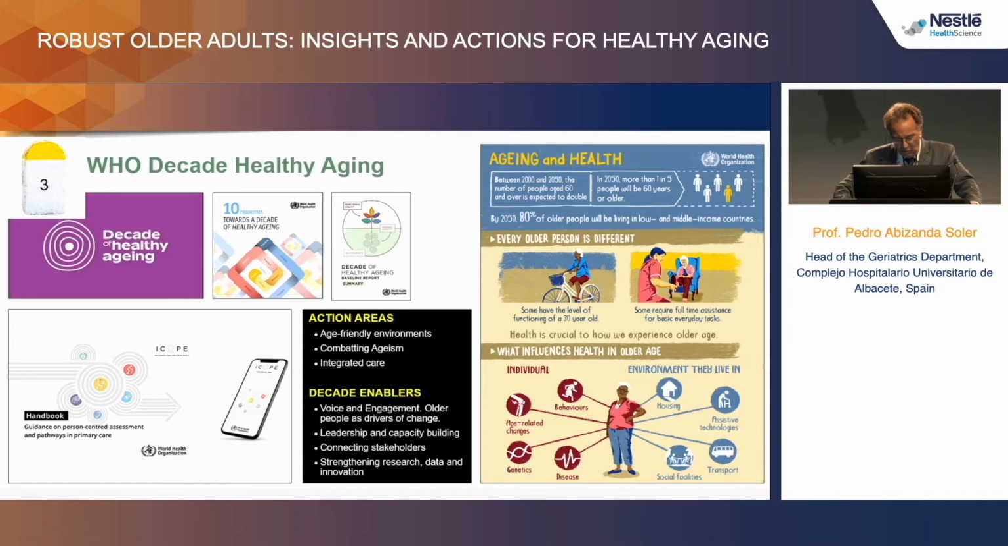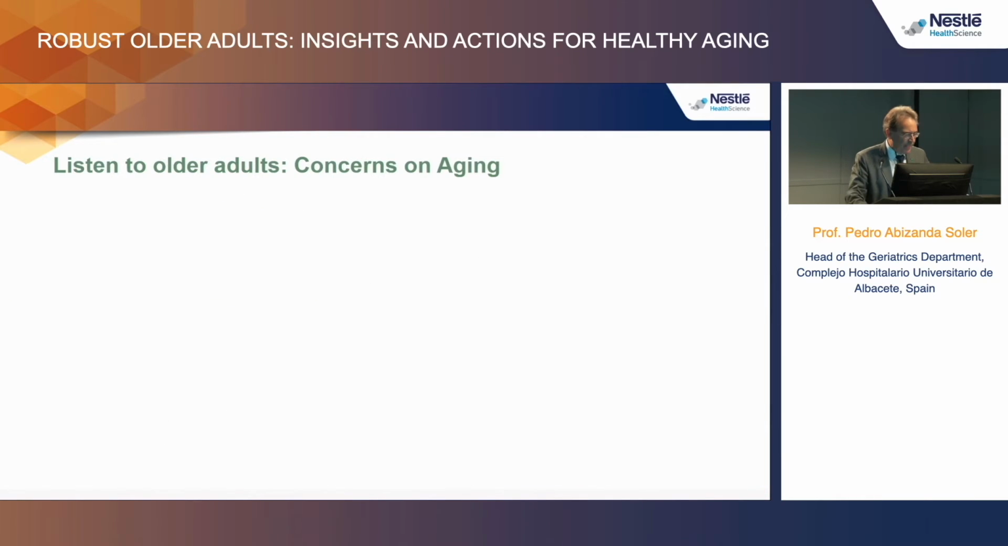And we must also enable leadership and capacity building. We must connect stakeholders, and we must strengthen research, data, and innovation. So we have many things to do to promote healthy aging and to gain healthy aging. And as the first thing we need to do is to listen to older adults, we conducted a short survey in Albacete, in Spain, and we asked older adults what their concerns are.